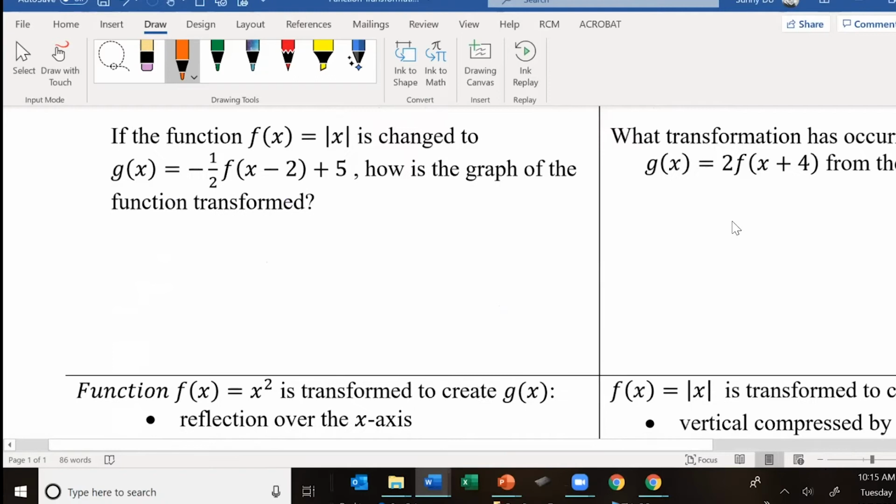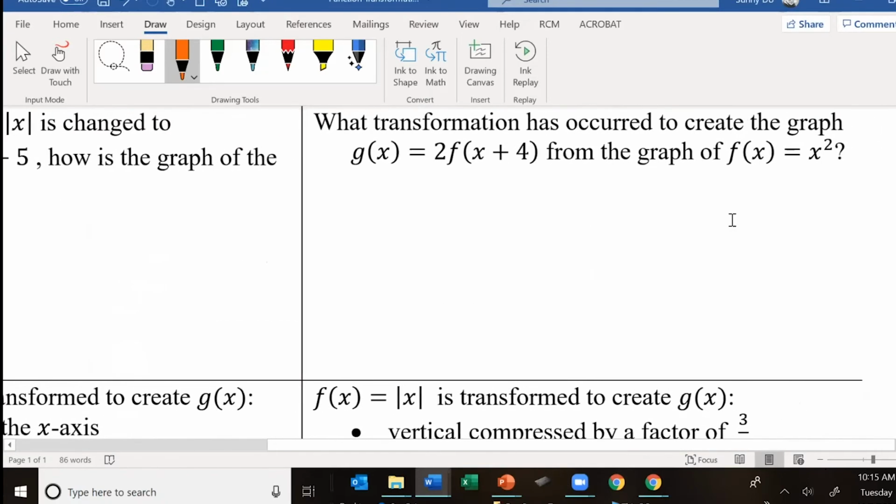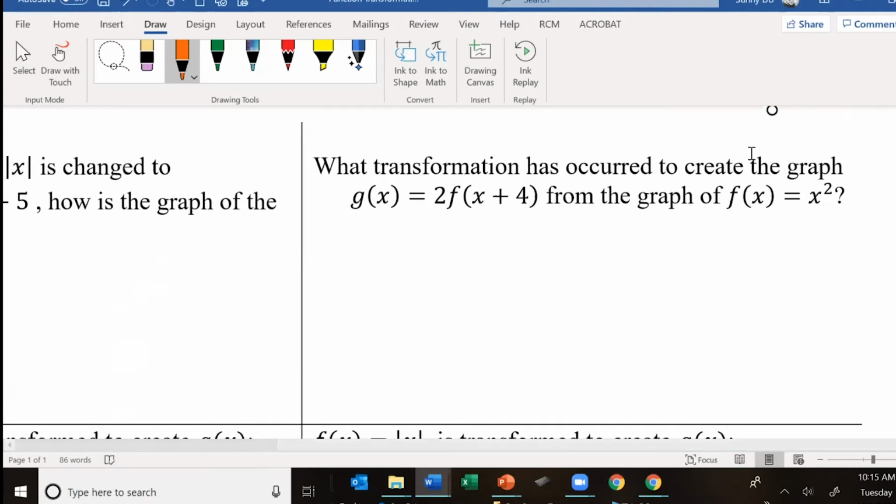Okay, here we go. Let's take a look at the second example. All right, what transformation has occurred to create a graph g of x equals 2 times parentheses f of x plus 4 from the graph of f of x equals x squared? As you can see right here, the normal function is this one, the original, because this one is quadratic. At this time, you should be able to distinguish between a quadratic function and an absolute value function. That's why I'm still rewriting it again and again so that you can remember.